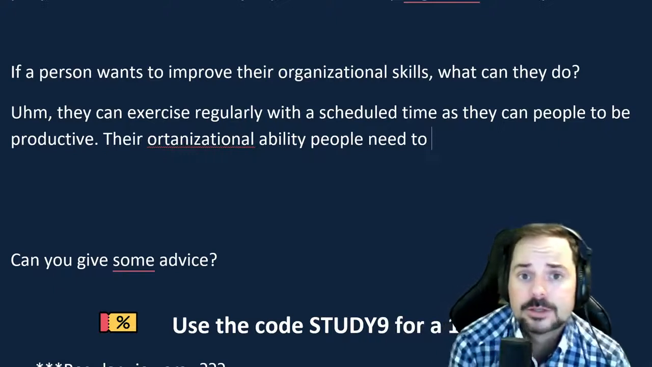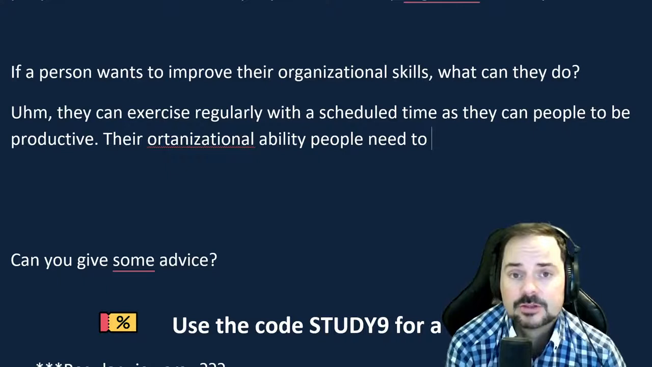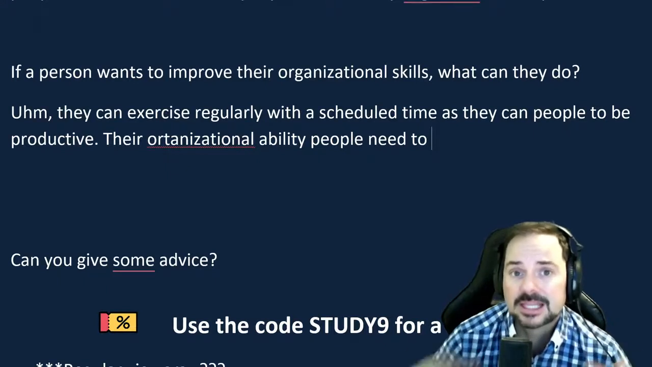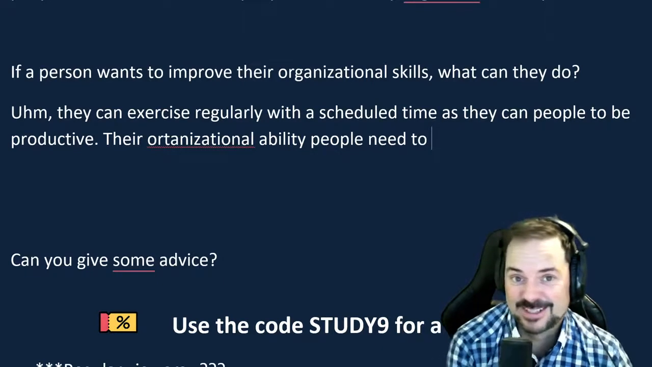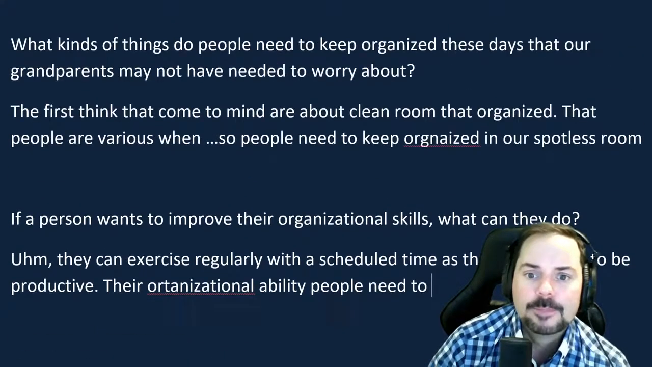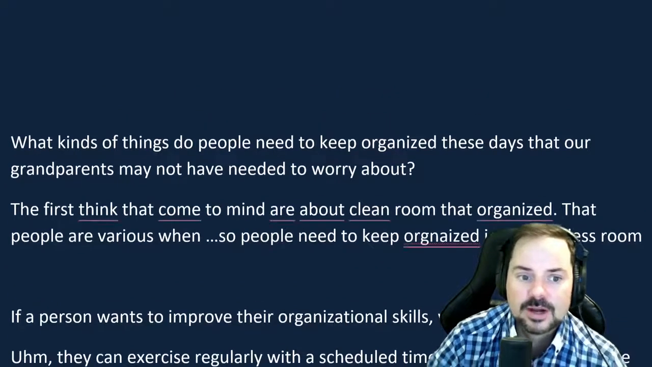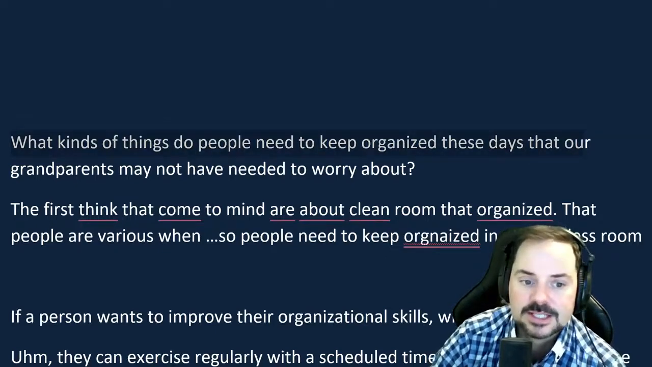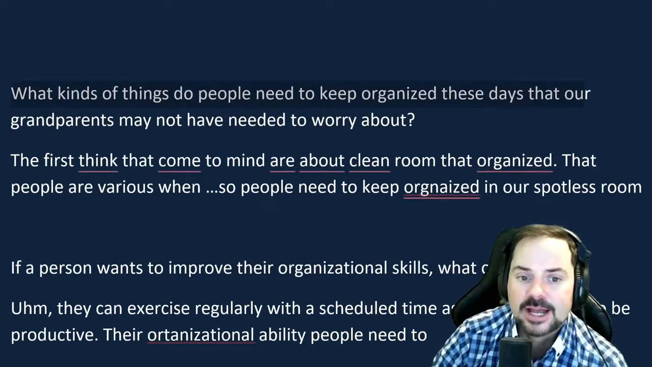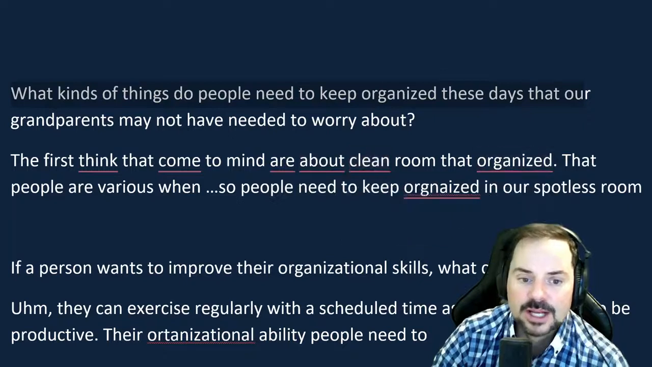A really good practice to improve that is just to do a lot of reading and to do a lot of listening to kind of clean up the language a bit, to organize it a bit better. Are you following me? Also, keep in mind some key points like technology. So I asked you this question: what kinds of things do people need to keep organized these days that our grandparents may not have needed to worry about? And you said, well, the first thing that comes to mind are about clean room that organized. So this is what I mean.